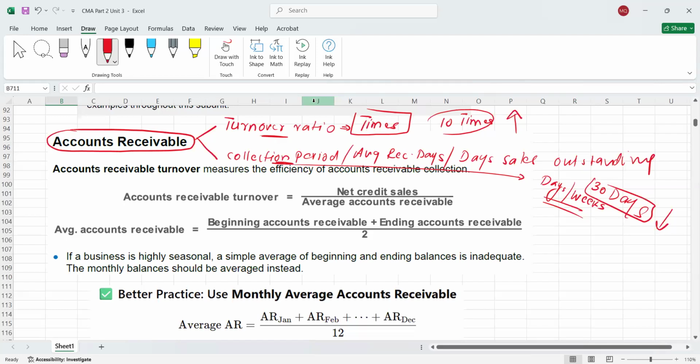Now the question is, how would you calculate the turnover ratio? I'm starting first with the first ratio, which is called the accounts receivable turnover ratio. This is the formula for the accounts receivable turnover ratio.